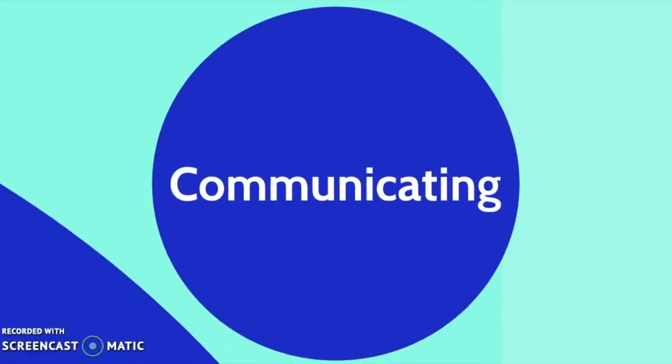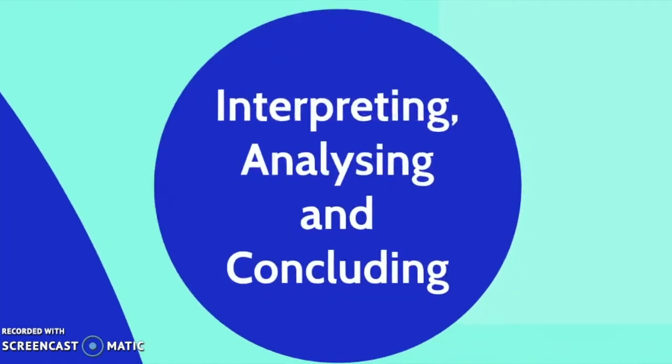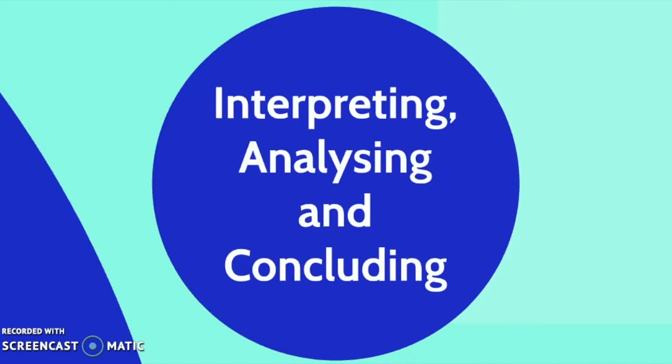So the first one is communicating, which is being able to confidently and fluently communicate verbally and written. Interpreting, analysing and concluding is when you're trying to interpret data and analyse data and come up with conclusions about what the data means. Being able to do that verbally and written.